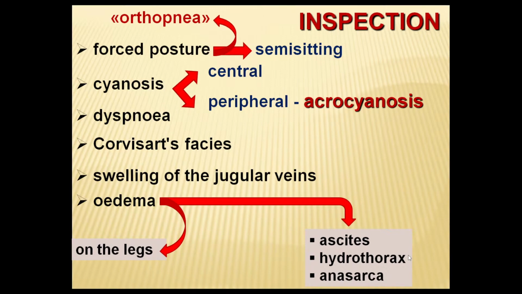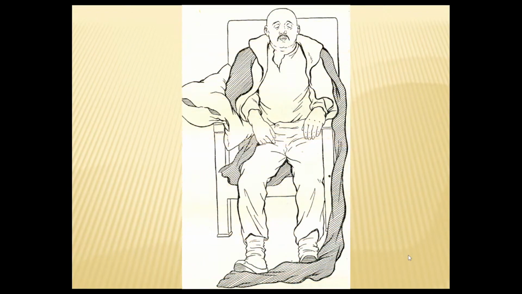but we are talking about inspection. Hydropericardium is invisible, but we can see protrusion of the abdomen due to ascites. We can see asymmetry of the chest due to hydrothorax, and we can see anasarca when the whole body becomes edematous. Let's look at our patient with orthopnea.